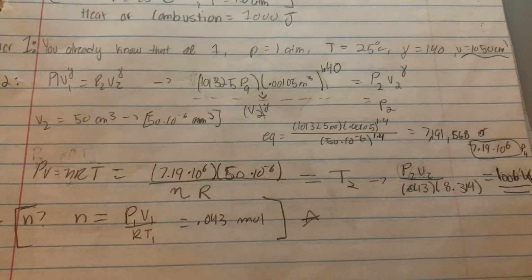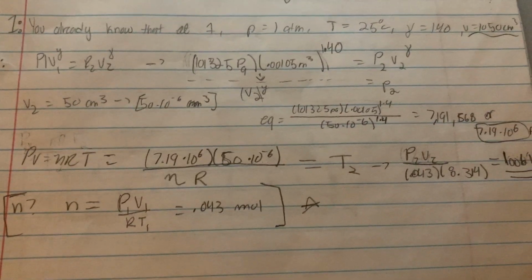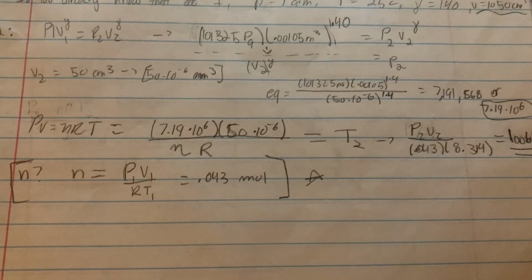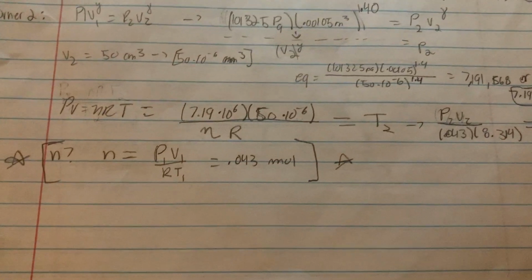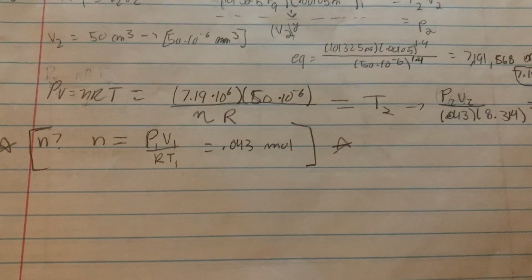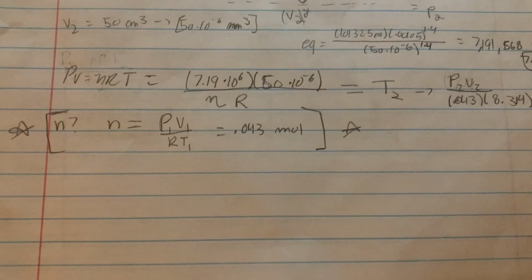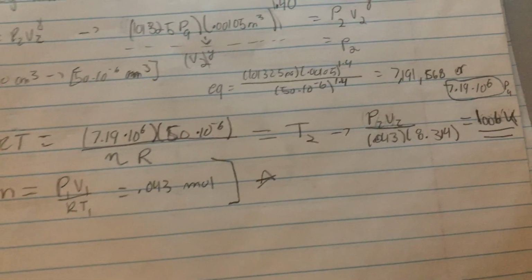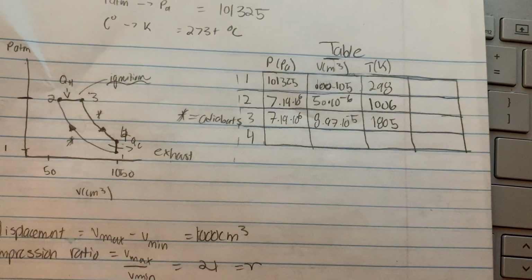And you're going to use PV equals nRT to find your temperature at 2. Notice how when you do that, you have to know what your n value is. Also, for this, R has to be 8.314 because of your variables. So n is going to be equal to P1V1 over RT1, because that's the only way we know all our variables, so we use the first corner. You're going to get 0.043 moles. Then you plug everything in and you get 1006 Kelvin. So when you do everything, that should be what you have for your second row of the table.